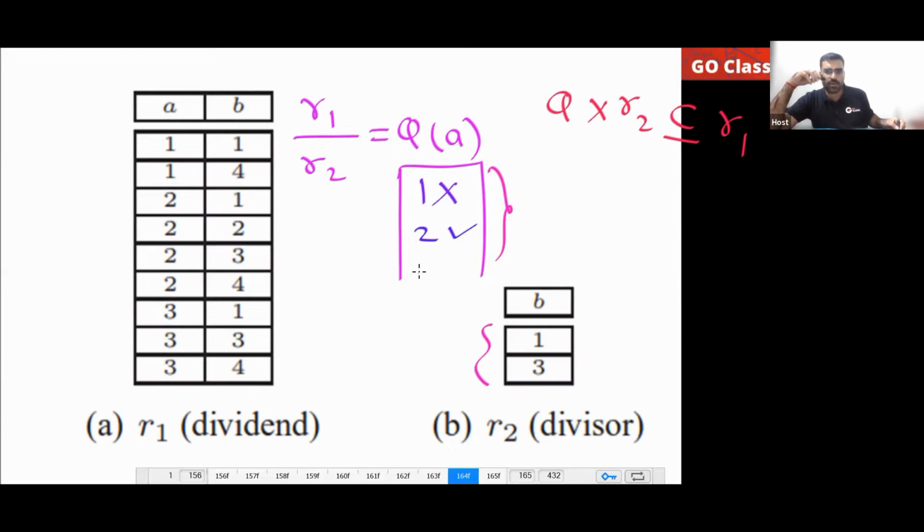Okay, largest I want to create. Can I put 3? 3 1, 3 3. That is also fine. Can I put something else?